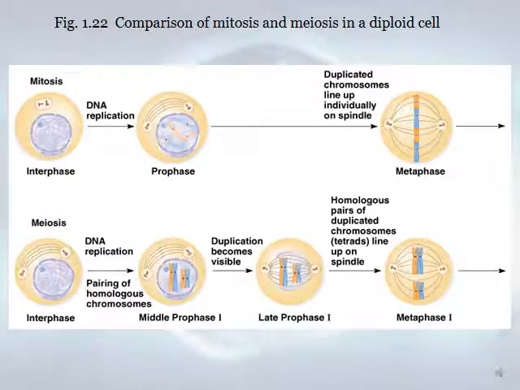Comparison of mitosis and meiosis in a haploid cell. This slide is going to be divided into 2. In this figure, for mitosis, we have interphase, prophase, and the chromosomes will be 2 chromatids each, and the chromosomes will line up at the middle of the cell, forming the equatorial plate. But in meiosis, we have prophase 1, metaphase 1. Here are the tetrads, the pairing of homologous chromosomes, as I said, called tetrads. So tetrads line up at the middle of the cell, homologous pairs of duplicated chromosomes, at the equatorial plate. Here is metaphase.